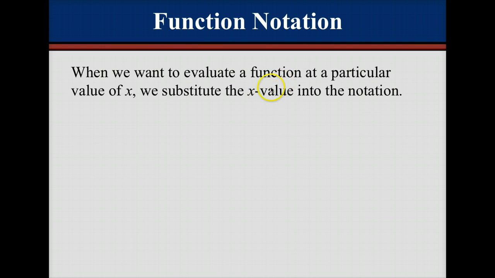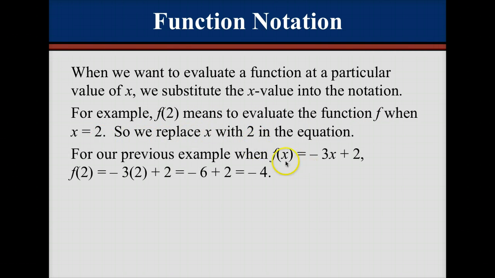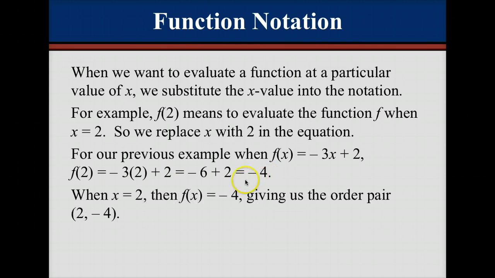When we want to evaluate a function at a particular value of x, we substitute the x value into the notation. For example, f of 2 means to evaluate the function f when x is equal to 2. So we simply replace x with a 2 in the equation. Given our previous example, f of x is equal to -3x plus 2, we want to evaluate it for 2. So we put f of 2, and everywhere there's an x, we put a 2 and evaluate it. Notice when x is 2, y is -4. It gives us the ordered pair 2, -4.